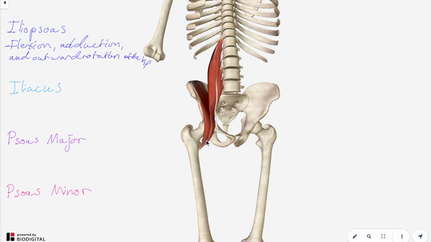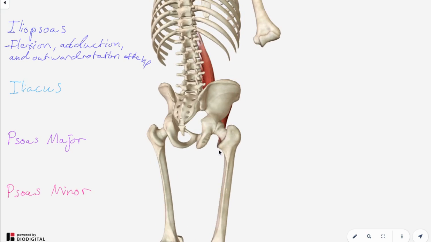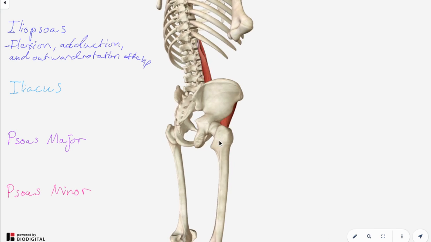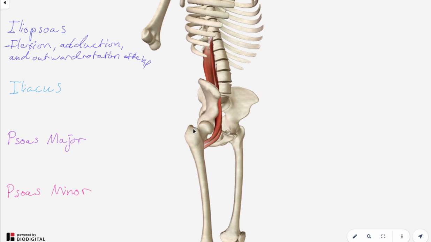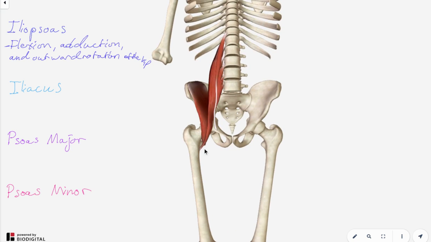The outward rotation is a little trickier, but if we see that this attachment point is on the posterior side of the femur, on the lesser trochanter, then you can see how, because of the location of the attachment points and where the actual joint action is happening, if this muscle contracted, it would actually rotate the hip outward. But the primary action of the iliopsoas muscle is hip flexion.